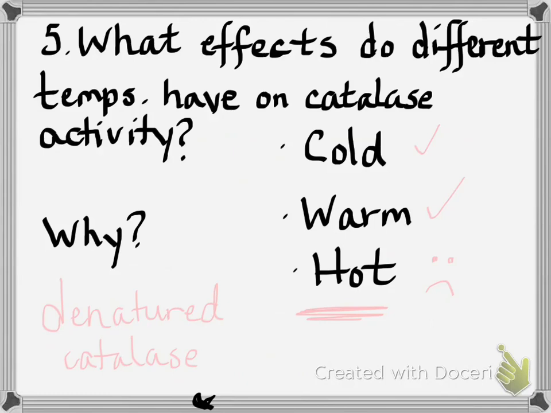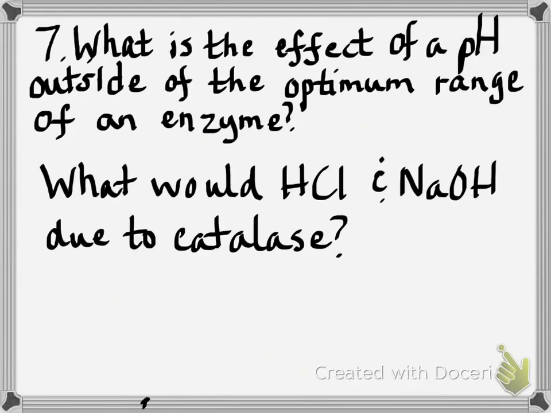Okay, number 6 is omit. We didn't have time to do that activity, so number 6 is omit. So that's why I jumped over to number 7. What's the effect of a pH outside the optimum range of an enzyme? Okay, well, let's check our data and let's see the answer. So this data, everyone, should be on page 62. Page 62.